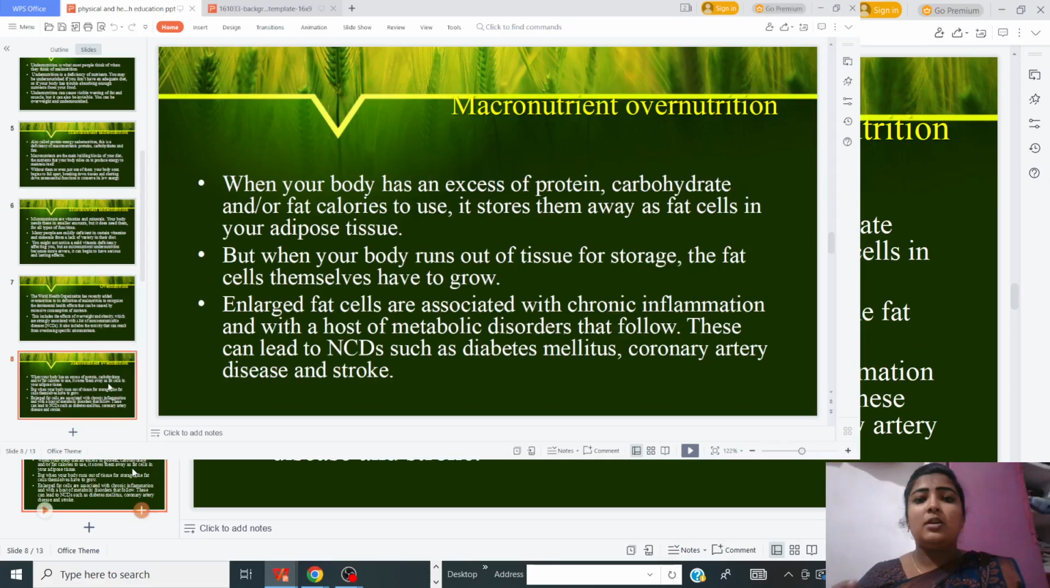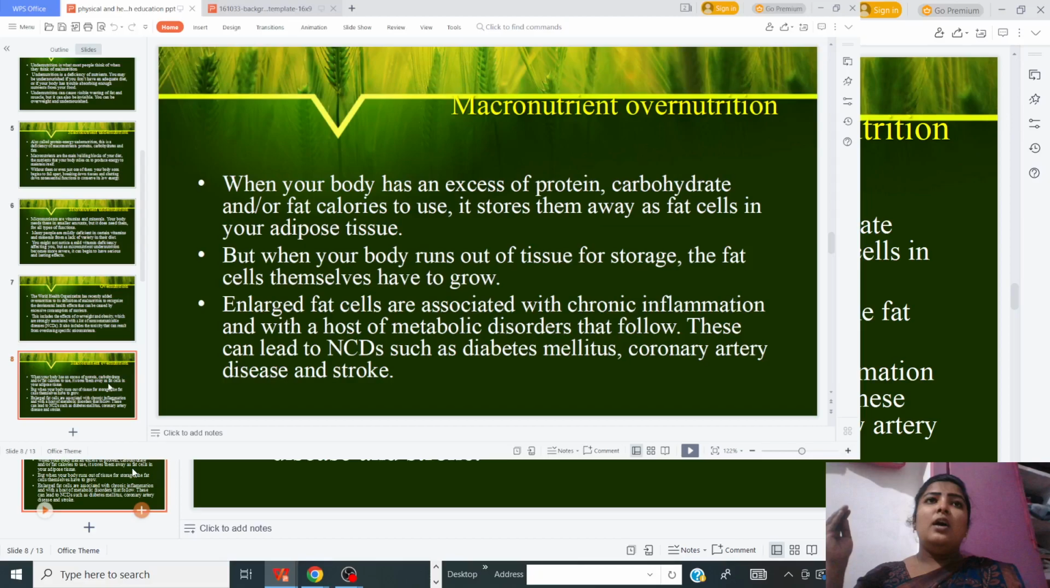Next we move on to macronutrient overnutrition. When your body takes in an excess of protein, carbohydrate or fat, it is converted into calories that are stored in the form of fat cells in adipose tissue, which acts as storage material. After that, the enlarged fat cells are associated with metabolic disorders and chronic inflammation. It has no ending; it comes under chronic disease. Chronic disease means some precautions have to be followed.